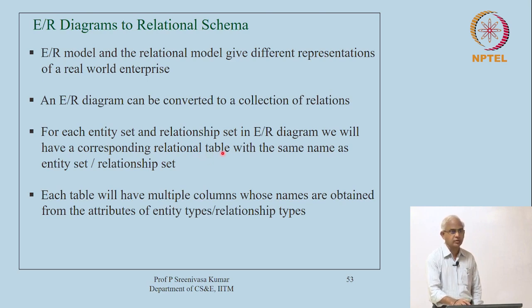So, let me use this word table in this set of slides to make it very clear that we are talking about relations. Now, the relational table has the same name as the entity type or the relationship set. So, that is the basic approach, and then each of these tables will have multiple columns. We are calling attributes as columns here, whose names are obtained from the attributes of the entity types or the relationship types. So, we will see the details as to how exactly we should obtain these names.